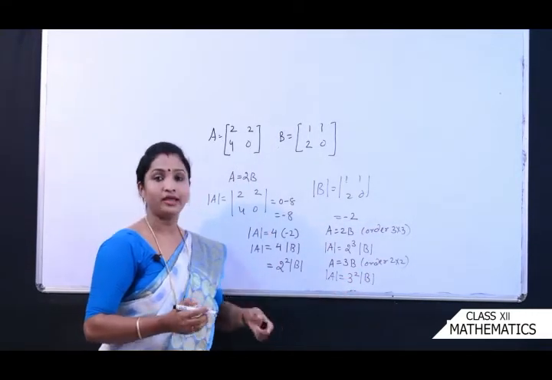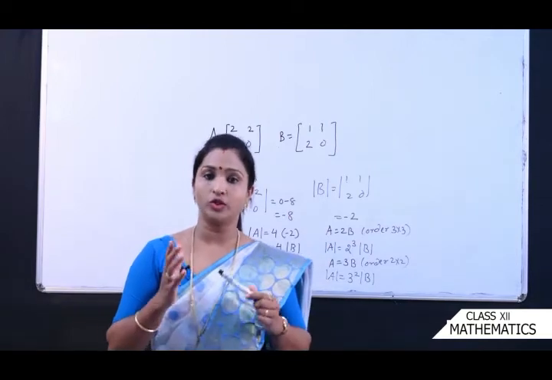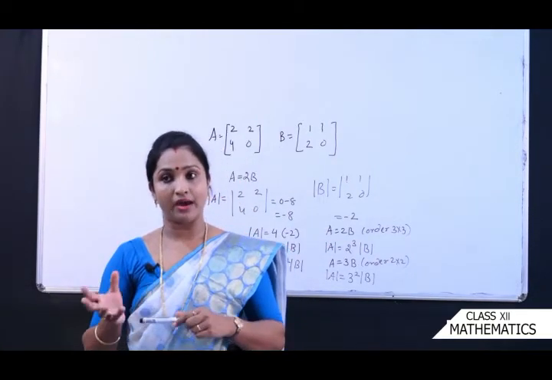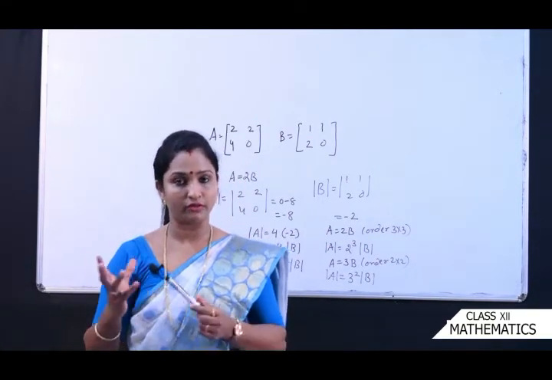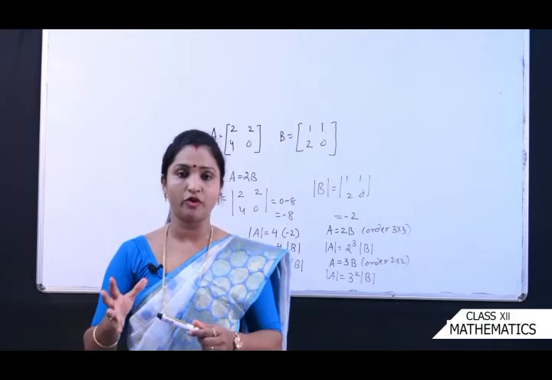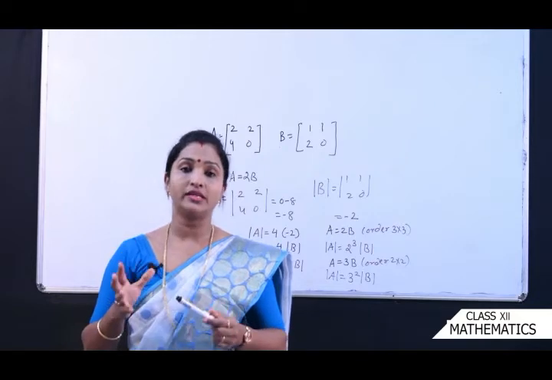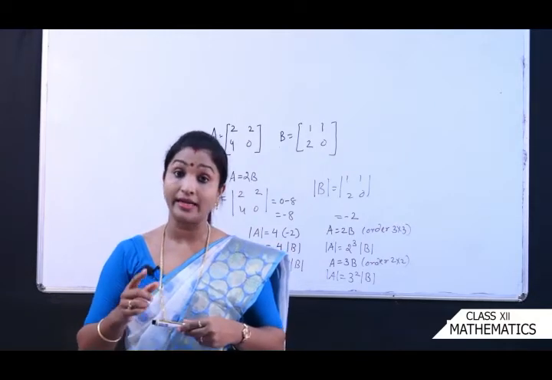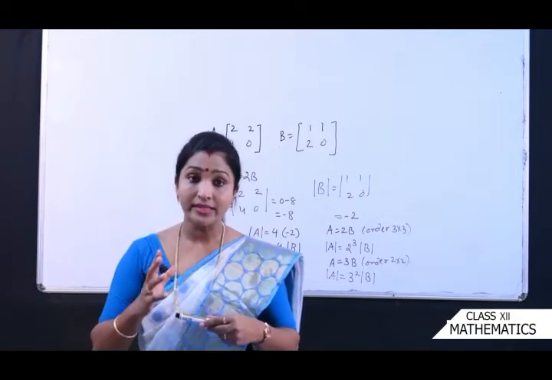So what does it mean? It means that whenever you have A is equal to KB, where A and B are square matrices of any order, for example, in the result the order is n, then always the determinant of A will be equal to K raised to n determinant of B. Why is this so?